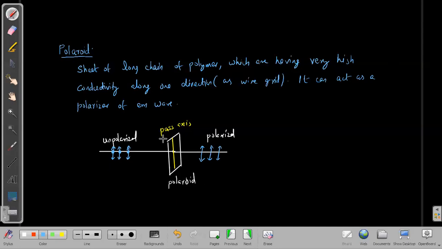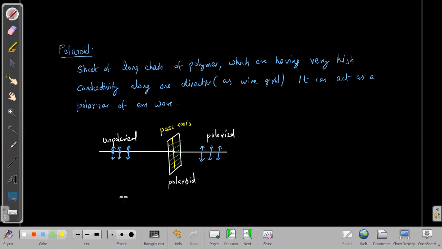Great. So I have introduced a new term here, pass axis. The pass axis is an axis along which the electric field would be passed by the Polaroid. Now the question is, what would be the direction in which this Polaroid has very high conductivity? This Polaroid is absorbing the horizontal component of the electric field, so obviously the Polaroid should have very high conductivity along the horizontal direction.